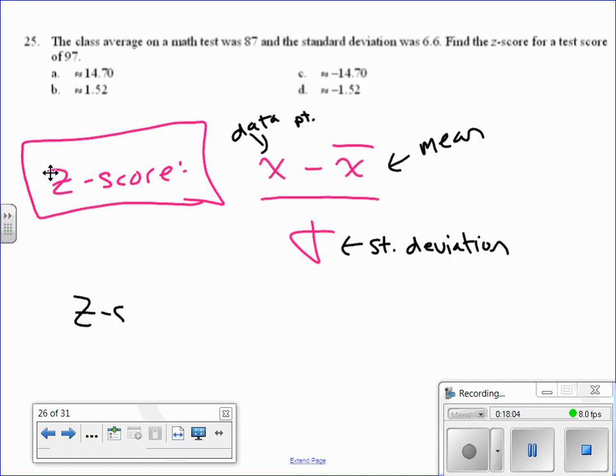So let's go ahead and put everybody in the equation. So putting 97 in as the data point. The average on the test was the 87. And the standard deviation was 6.6. So when you go to your calculator, and when you subtract those numbers, click enter before you divide. So 97 minus 87, enter, to divide by 6.6.